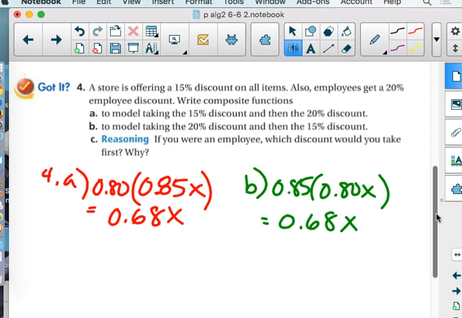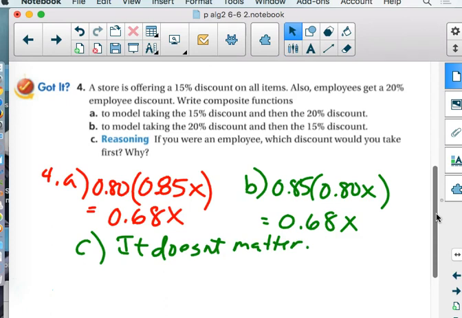If it's a coupon, doing it one way versus another way is going to give you an advantage. But if they're both percentages, it doesn't matter which way they do it. You're going to get the same discount in the end. So when C says, if you were an employee, which discount would you take first? That's just silly because it doesn't matter.